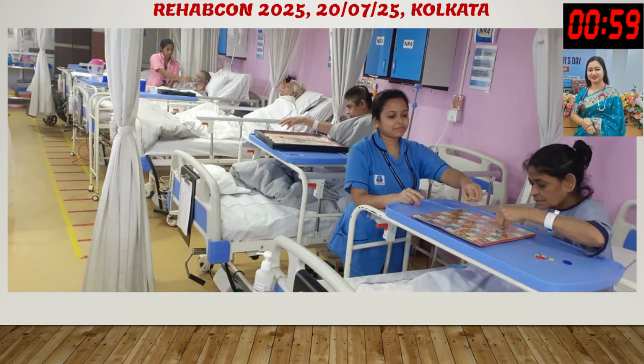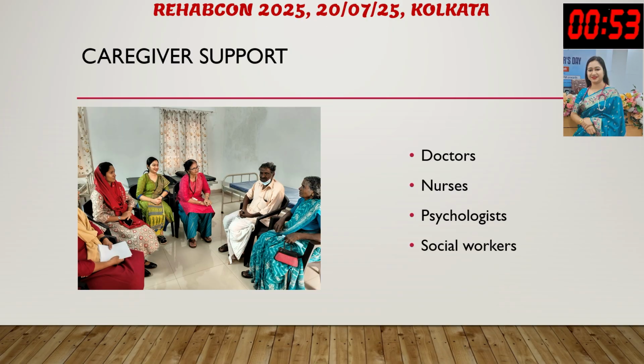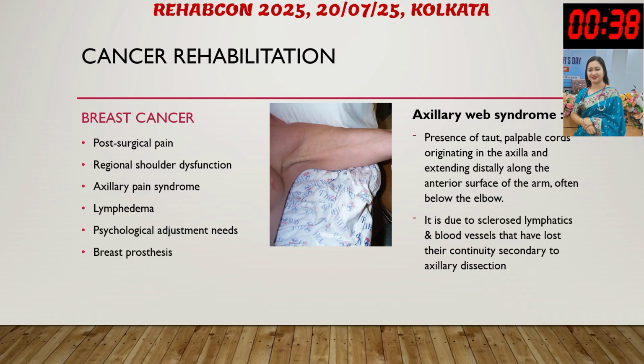Here we can see that recreational activity can also help in maintaining the psychological well-being of our patients. In our ward, we routinely practice that. Caregiver support also needs a team of doctors, nurses, psychologists, and social workers. Here we emphasize the prognosis of the patient and the future care plan with the caregivers.